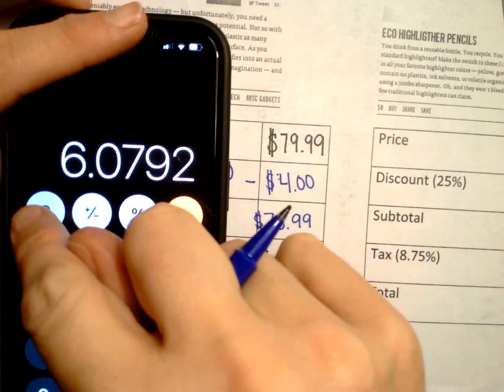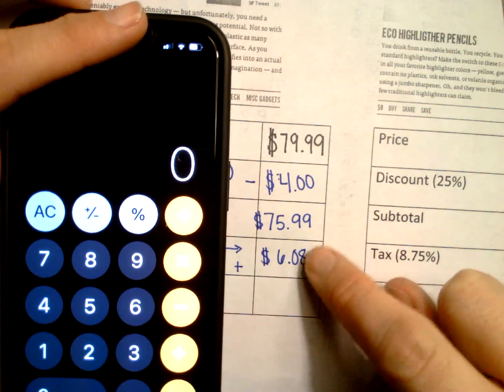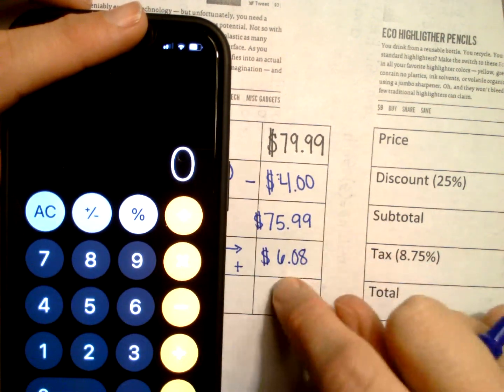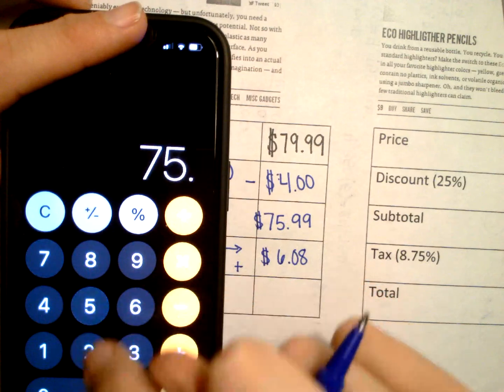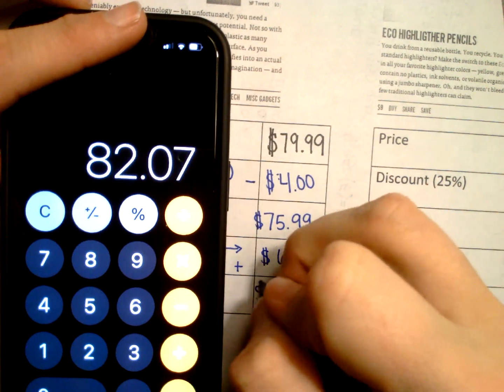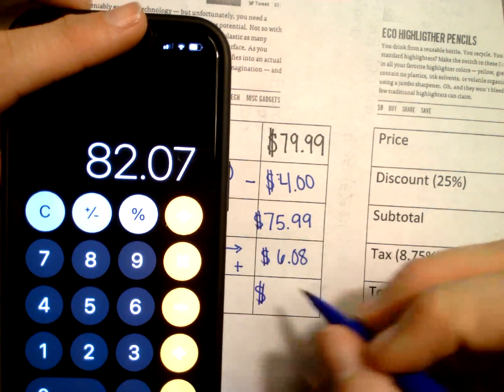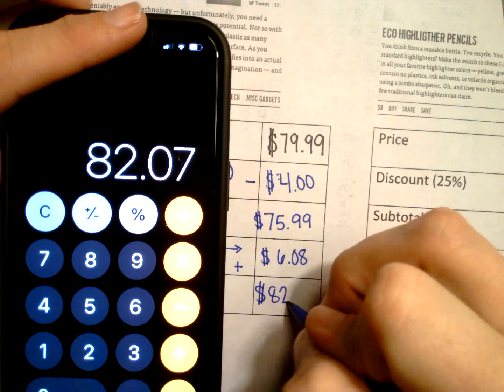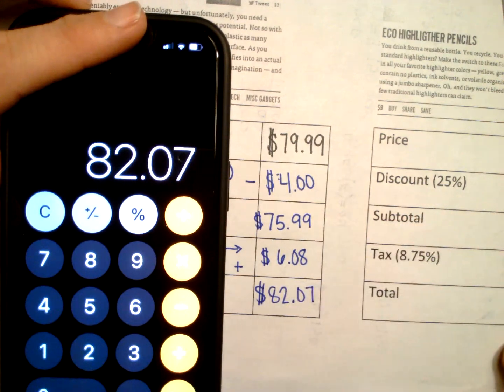I'm going to put dollar signs because we're dealing with money. So I clear out my calculator, and now I have to add these two. I'm going to grab my total. So I have $75.99 plus $6.08. So the total that I'm going to pay for this 3Doodler is $82.07.